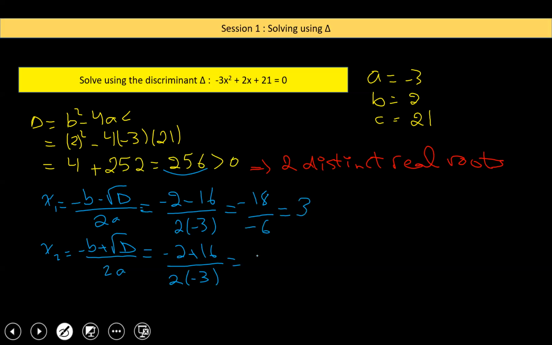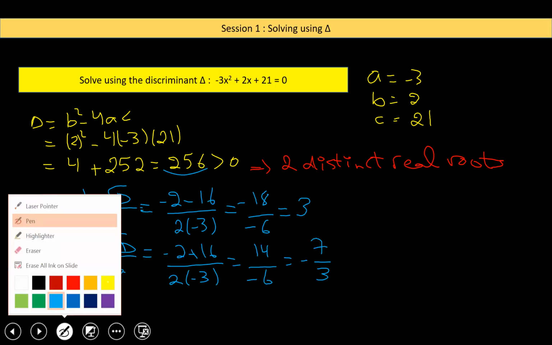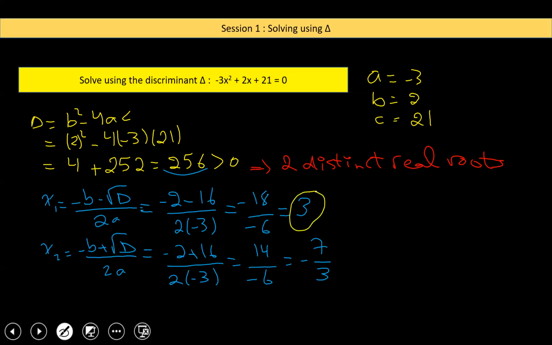And here we get 14 over minus 6. We can simplify by 2. We get minus 7 over 3. Now these are the roots. If the question is solved, then the answer ends here. However, if we need to factorize this one, we say that the factors are x minus the first root, x minus the second root, which is negative, so it becomes x plus 7 over 3, and we multiply outside by a, which is minus 3.